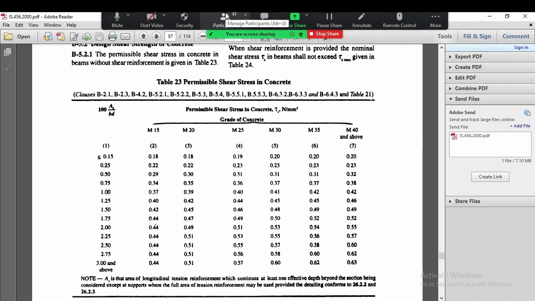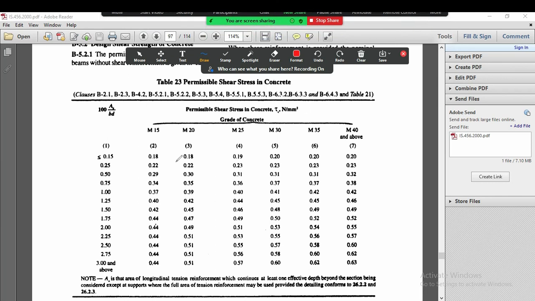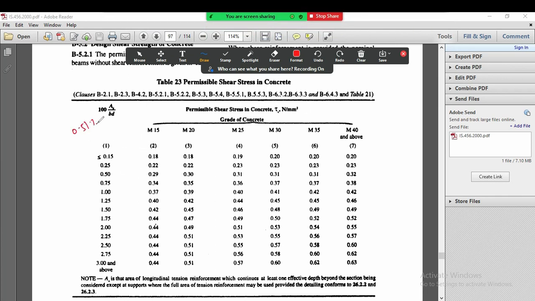So for what value we want it? So here if I see the percentage of steel is 0.51%. Our grade of concrete is M20, and these are the values of tau c for beams. So now this is the value. We will take this 0.5, 0.30, 0.75, 0.35, and we need to do the interpolation. Okay, what we need to do? We need to do the interpolation and calculate the value of tau c.